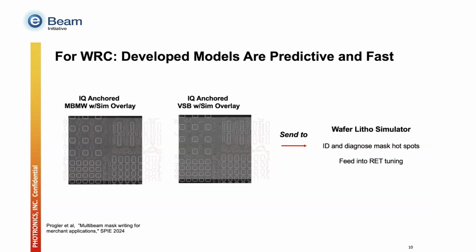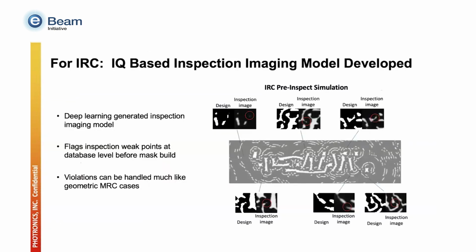And in that way, we were doing a much more reliable, comprehensive mask rule check than just purely geometric rule checking of the mask parameters. Now, the inspection side, this is a little bit newer. Here we can do an image quality based inspection imaging model as well. And what was done here is mask database.